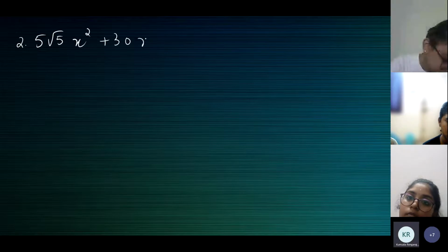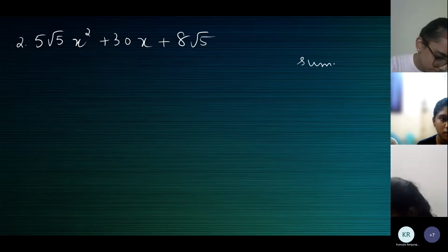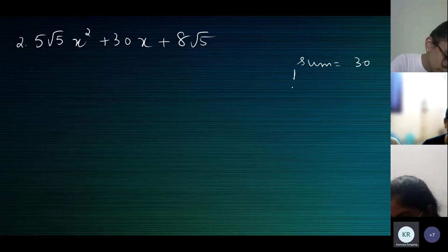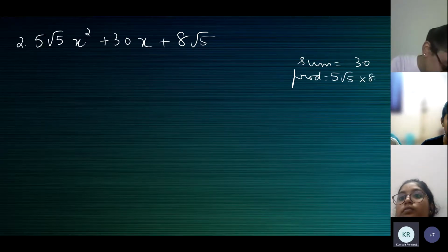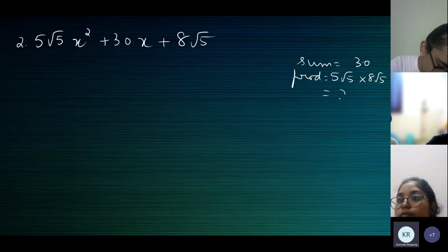All right, children. Now we'll do the same thing without taking root 5 common. So 5 root 5 x square plus 30x plus 8 root 5. What's the sum? 30. What's the product? 5 root 5 into 8 root 5 is 200. 8 5s are 40. Root 5 into root 5 is 5. 40 into 5 is 200.